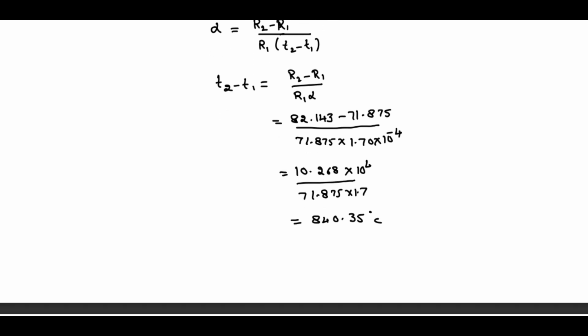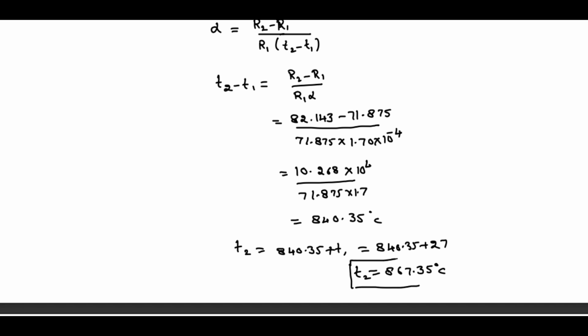From this, T2 is equal to 840.35 plus T1. That is equal to 840.35 plus 27. We will have 867.35 degrees Celsius. That is T2. That is also nothing but the steady temperature which is asked.